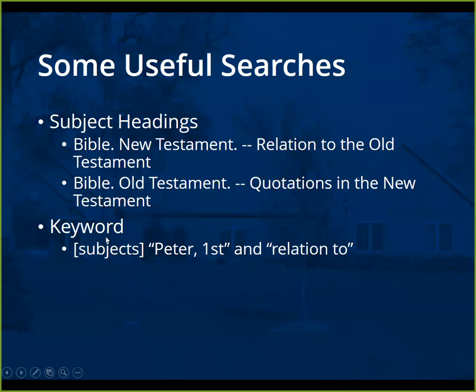And then we did this advanced search. So here we go. Search for these phrases as subjects in our catalog. Peter, 1st. Recall, last semester when we did scripture citation searching, whenever you have a first or second of a book, you have to put it in this weird order. Works the same in our library catalog. So Peter, 1st, in quotation marks. And then in the next field down, set it to subject and do relation to. See what turns up. See if there's anything that would help you in your paper.